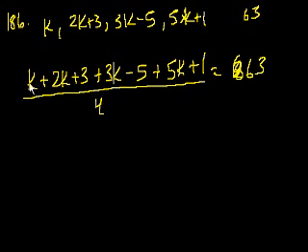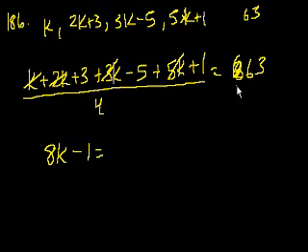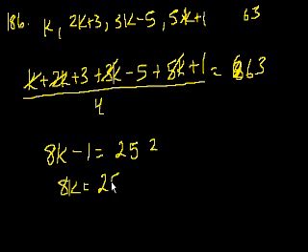So let's add up all the k's. I have 1k plus 2k is 3k. So 1k plus 2k, 3k, 6k, 8k. So I get 8k. And then I get 3 minus 5 is minus 2, plus 1 is minus 1. And if you multiply both sides of this equation by 4, you get 4 times 63. 4 times 63 is 252. Let me think about that. 4 times 60 is 240 plus 12. Yeah, 252. And then 8k would be equal, add 1 to both sides, 253.